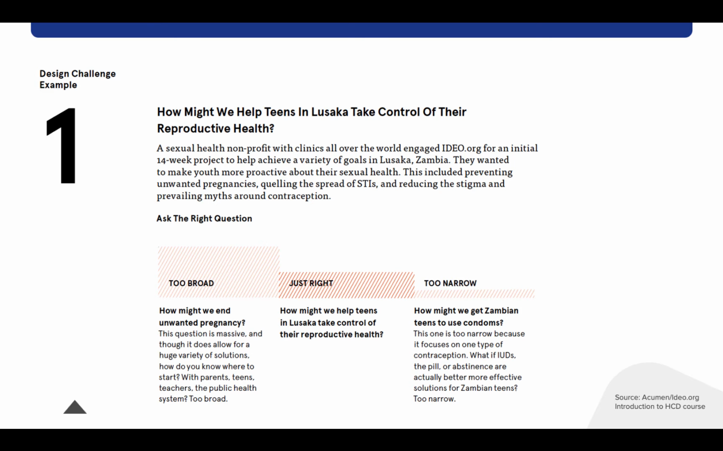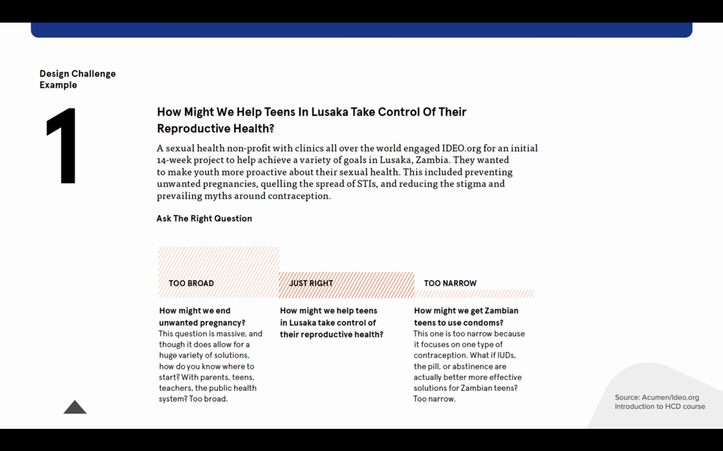And this is how they framed the design question. How might we help teens in Lusaka take control of their reproductive health? So they could have chosen different framings. For example, they could have said, how might we end unwanted pregnancy? But that would be too broad. That's a big question. It's massive, and it allows for a huge variety of solutions. So we wouldn't even know where to start from. Should we start with parents, with teens, with teachers?